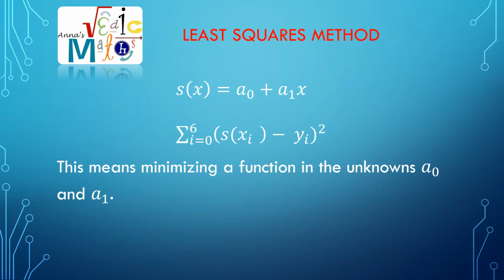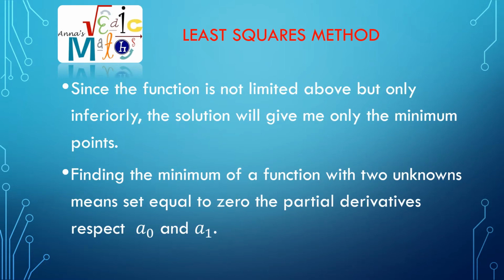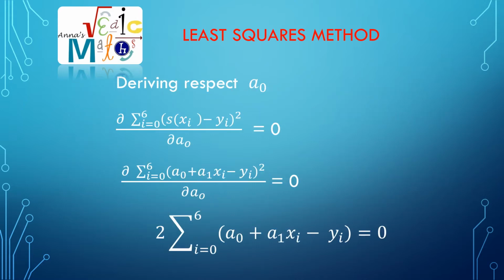This means to minimize the sum of squares of each difference, that is a function in the unknowns a0 and a1. The function is limited only inferiorly. So to find the minimum means to set equal to 0 the partial derivatives with respect to a0 and a1. We derive with respect to a0. If we have a function, for example, f(x) equal x squared, the derivative function is equal to 2x. And so here we have the solution.